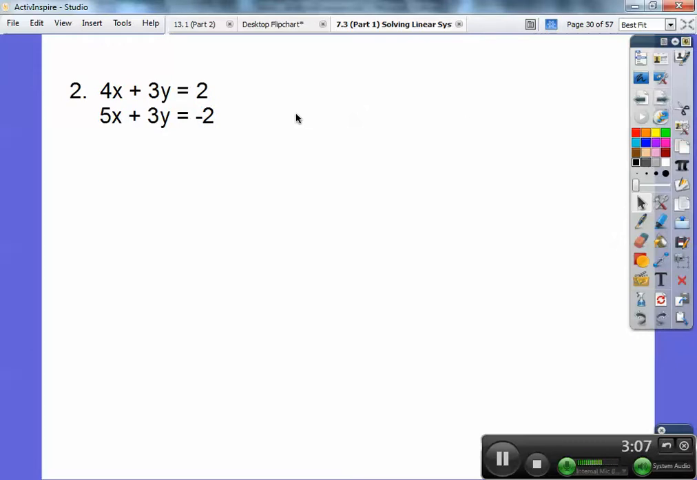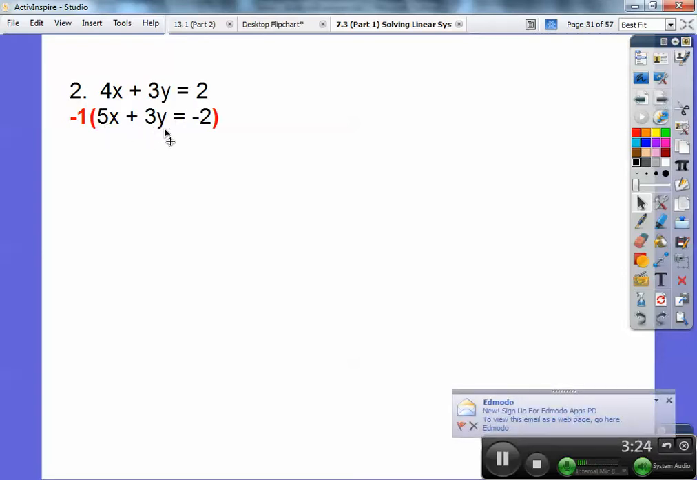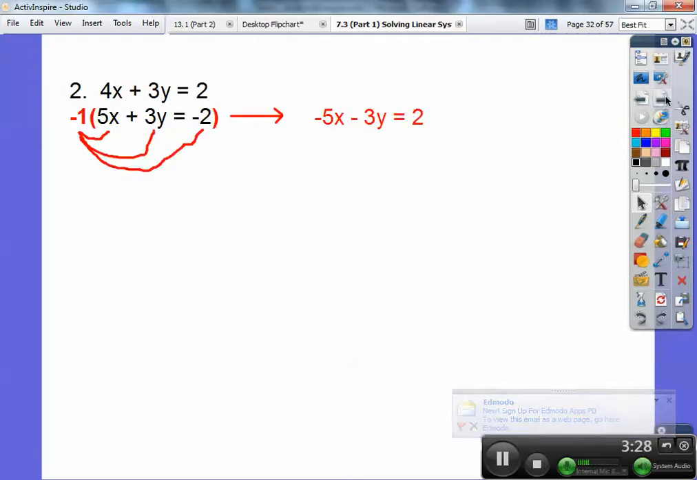Here I don't have a plus 3y and a minus 3y, so what I'm going to do is multiply the bottom equation by negative 1. That makes the minus 3y, but you have to multiply this by negative 1, this by negative 1, and this by negative 1. So just go through and change all the signs. I just distributed the negative 1 through. Then I'm just going to slide this one right over and not do anything else to it.